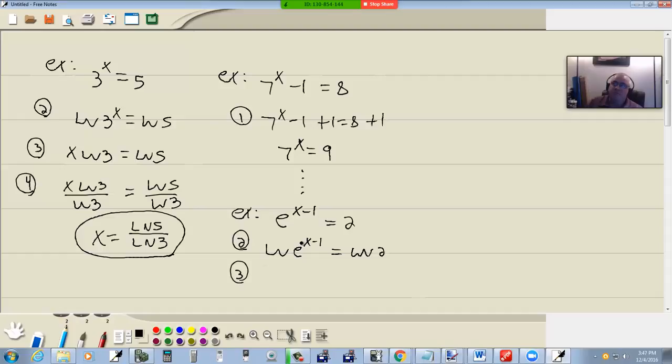Now step 3, use properties of logs to get the variable out of the exponent. This one works out nice because natural log and e cancel each other away, always. And that gives us x minus 1. And then solve for x. I'll take the negative 1, move it over. We get x equal to 1 plus natural log of 2. And that would be our answer.